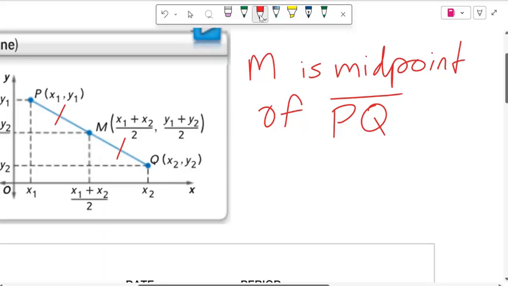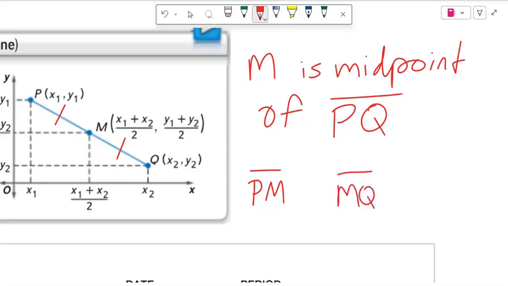So we're not just going to say PM equals PQ. Go ahead and write this down as well. So M is the midpoint of PQ, therefore segment PM is congruent to segment MQ.